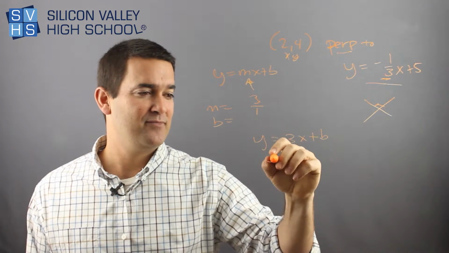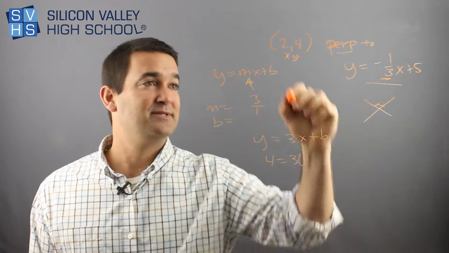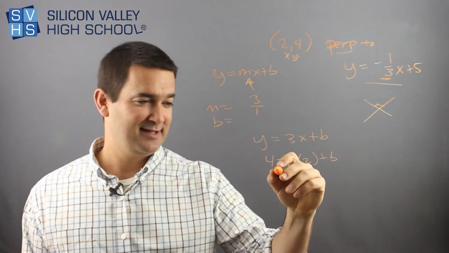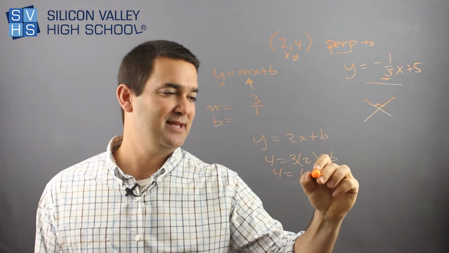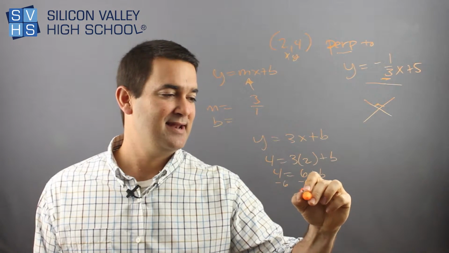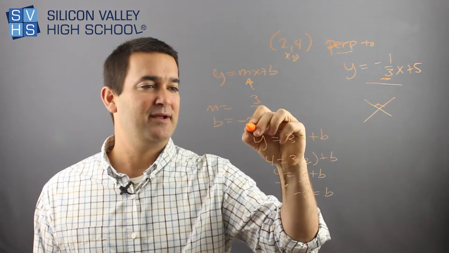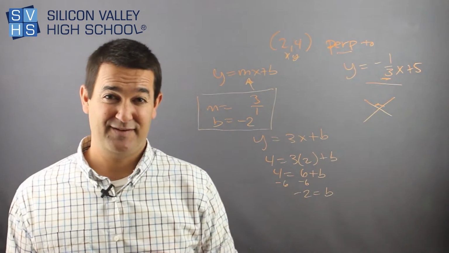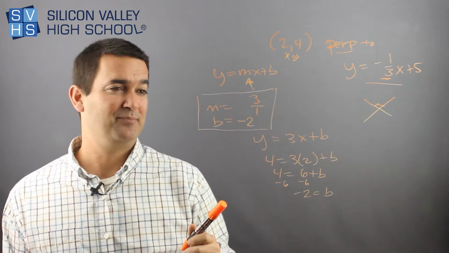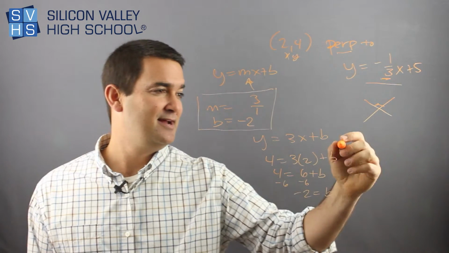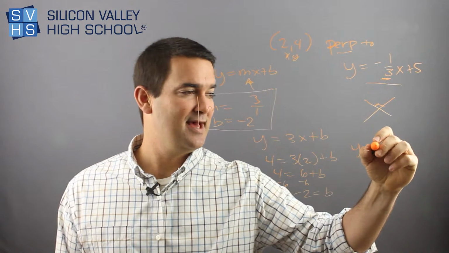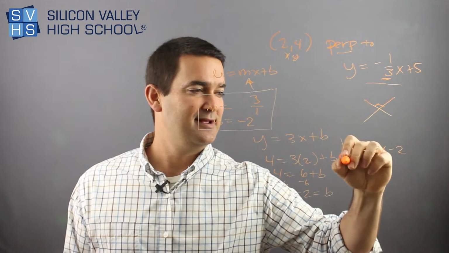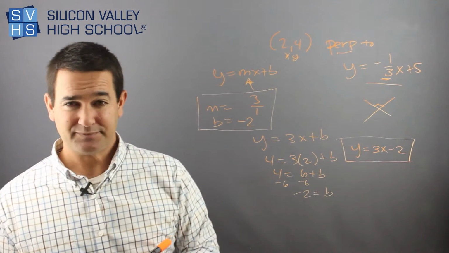4 goes in for y. 4 equals 3 times x, which is 2, right, plus b. And now it looks to me like this is 4 equals 6 plus b, minus 6 minus 6. Negative 2 equals b. Remember, if I find these two guys, I know my whole life has been fixed and I am done with this problem. If I have my m and my b, I'm finished. And I would just come over here and say y equals m, 3, x plus b, which is negative 2. That is the equation of that line.